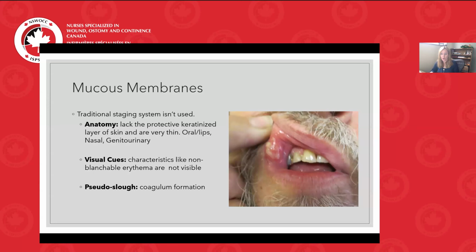When we talk about pressure injuries that occur on mucous membranes, we don't utilize a traditional staging system, so they're not a stage 1, stage 2, stage 3. What we want to do is document them based on tissue loss. So these are going to be full thickness tissue loss, superficial tissue loss. We want to make sure that when we're looking at them, the characteristics of non-blanchable erythema are not going to be visible. They're going to look like that yellow coagulum formation. This isn't necessarily slough. This is just what's called a pseudo slough.